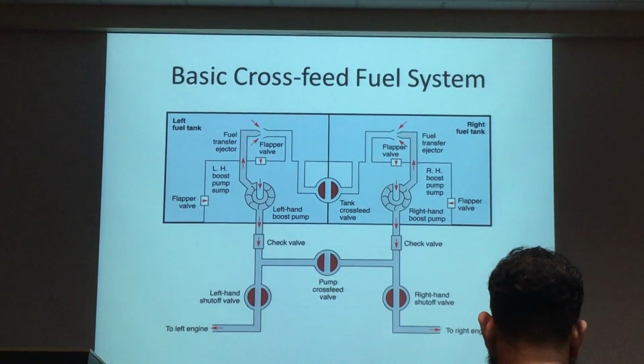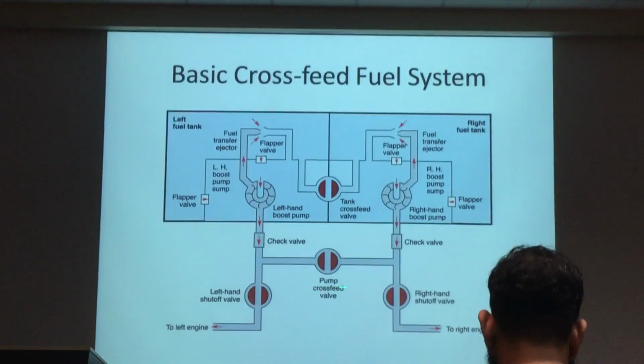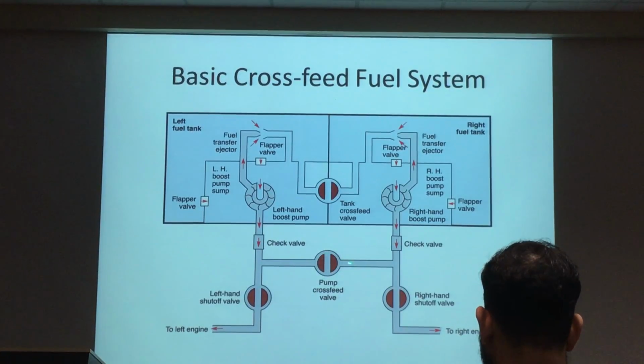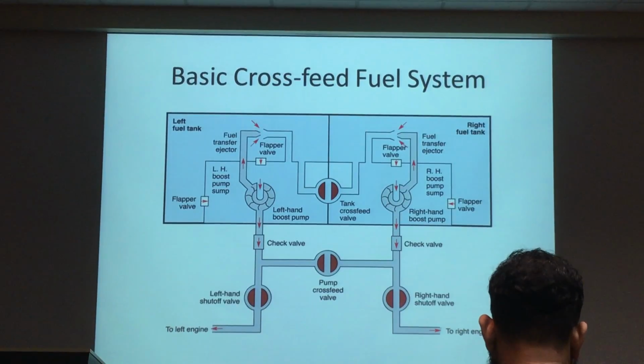Okay? Then another one here is your selector valve, to select the fuel from which tank you want. And you also have a cross feed valve. These two work together, you need to pump the fuel from where you want, to select the fuel from which tank. That's why it's called selector valve.